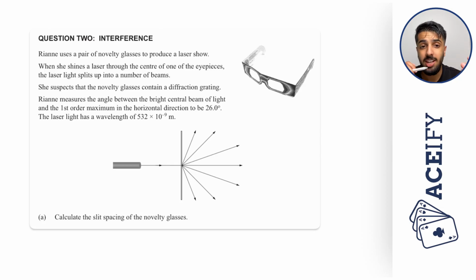She's Renee now. Renee uses a pair of novelty glasses to produce a laser show. When she shines the laser through the center of one of the eyepieces, the laser splits the light into a number of beams. She suspects that the novelty glasses contain a diffraction grating. Renee measures the angle between the bright central beam of light and the first order maximum in the horizontal direction to be 26 degrees. The laser light has a wavelength of 532 nanometers. Calculate the slit spacing of the novelty glasses.